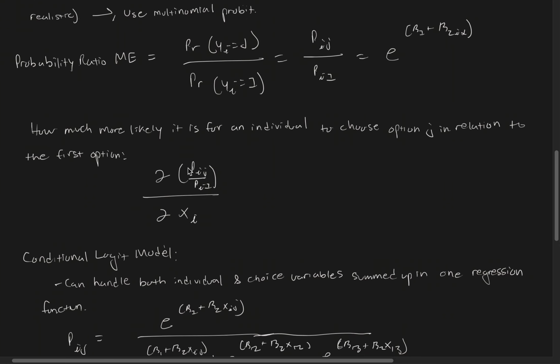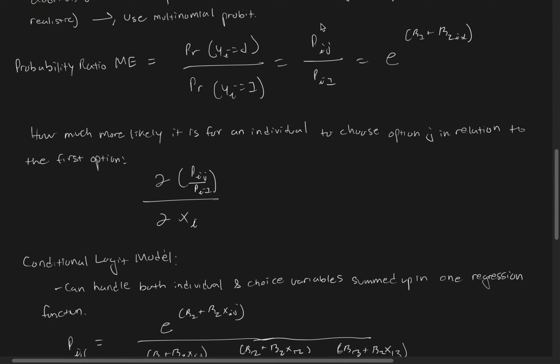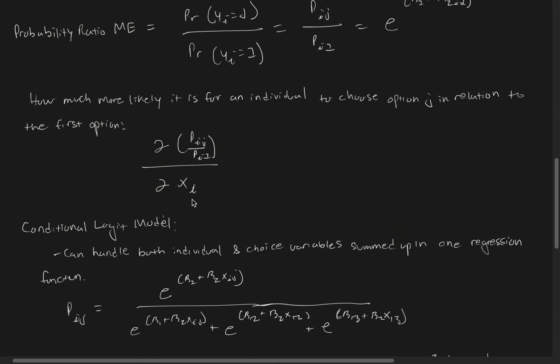If we're finding how much more likely it is for an individual to choose option J in relation to the first option, when we're comparing options, then that's when we use the partial derivative of this probability over here with respect to x.